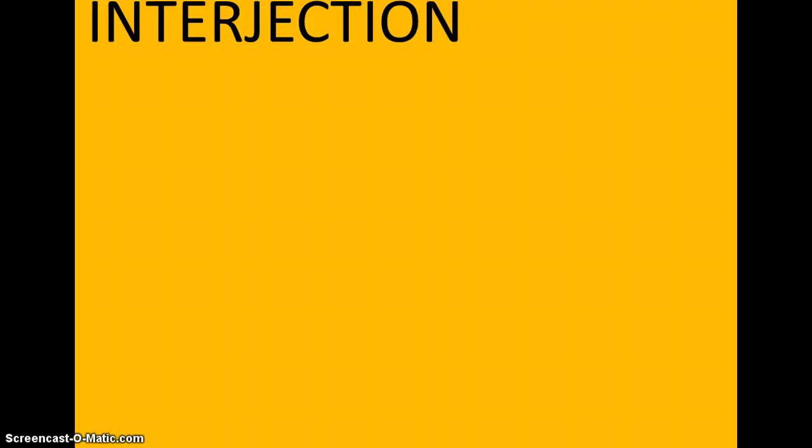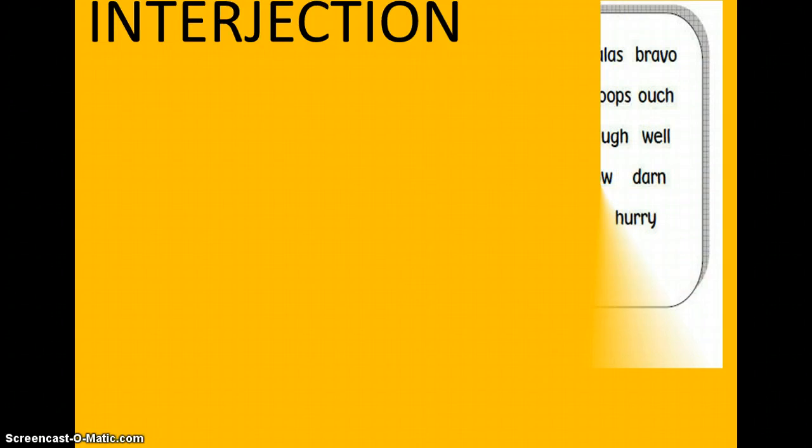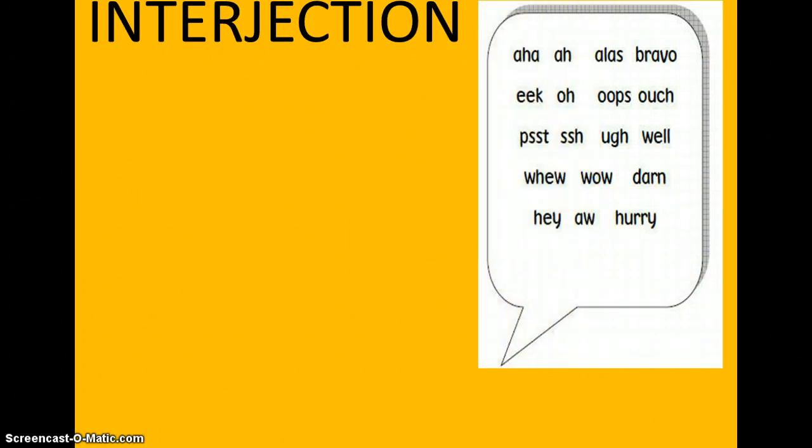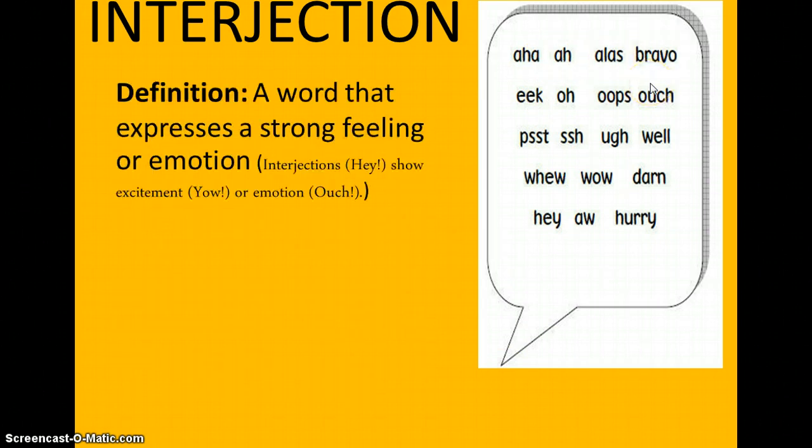That brings us to our last part of speech. You need to know what this is, but you won't necessarily be tested on it. Our final part of speech is an interjection. Those are all examples of interjections. You should be realizing that all of these express an emotion. And an interjection is exactly that. It's a word that expresses a strong feeling or emotion.